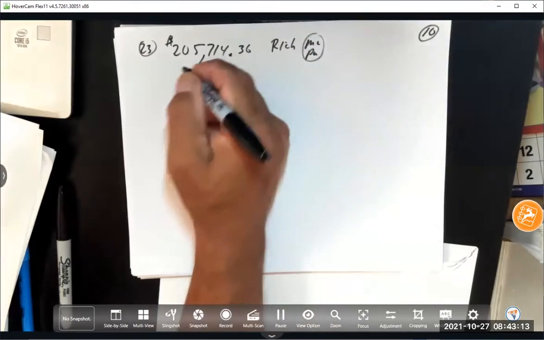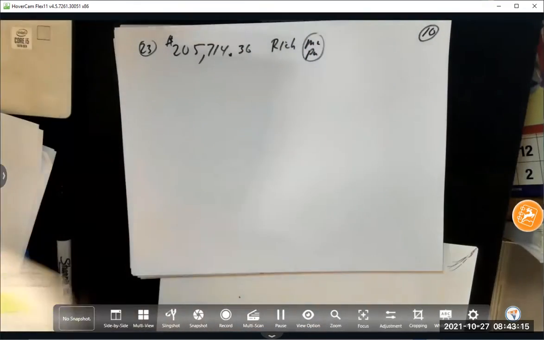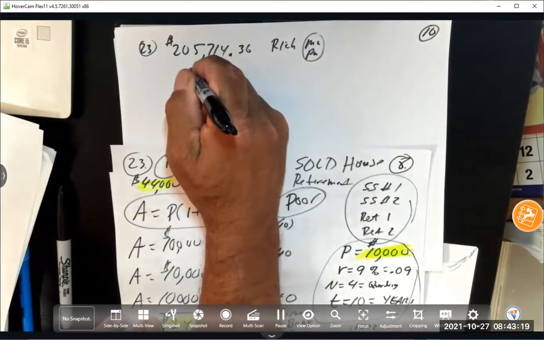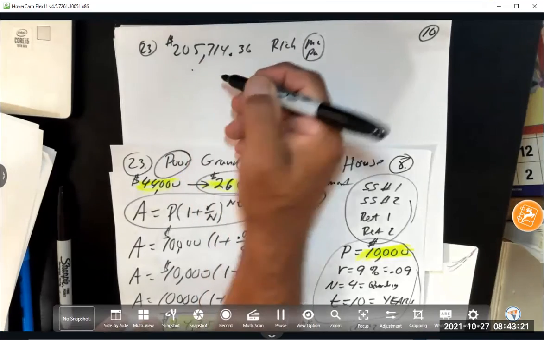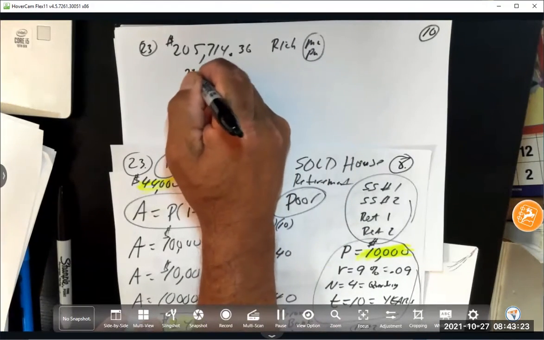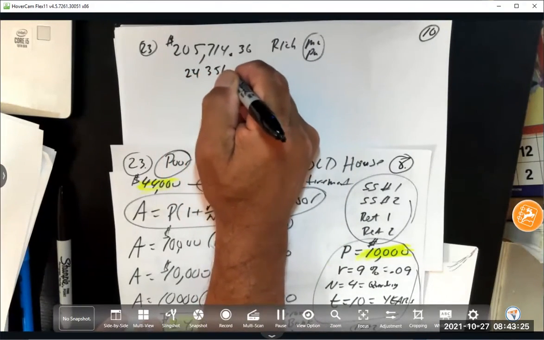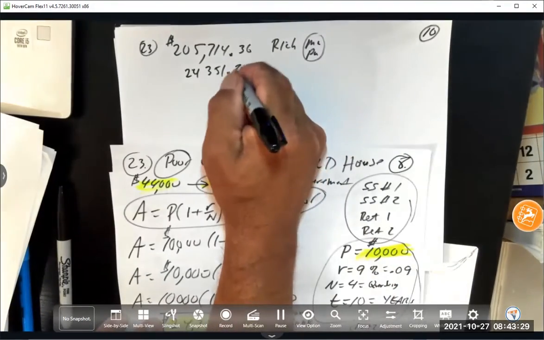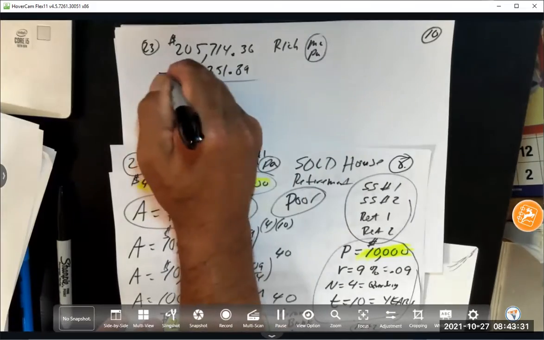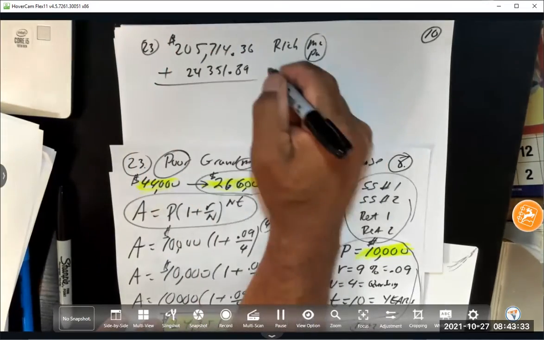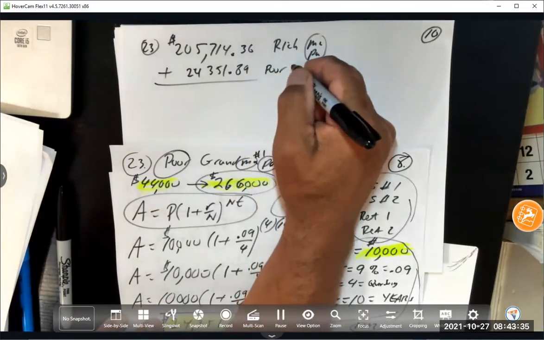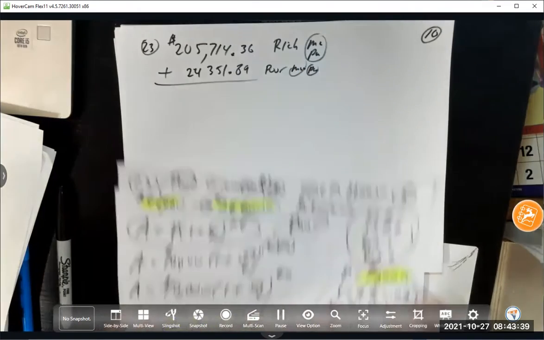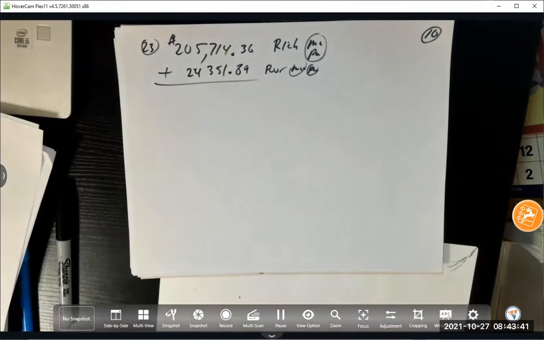Is that okay? This is the rich grandma and grandpa. Now, the other one, she left you also money. Remember, there it is. She left you $24,351 and 89. We just round it off. All right. So rich grandma leaves you money and poor grandma leaves you money. Okay, so now you have these chunks of money. So let's do something with it. Let's do something smart with it.